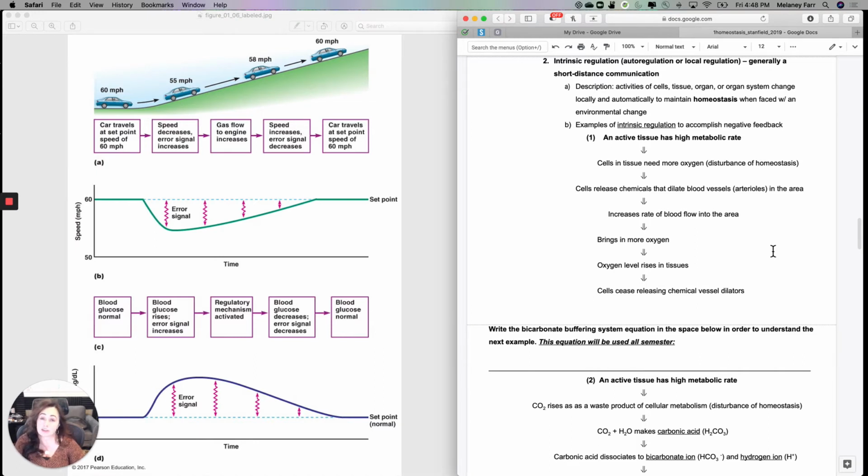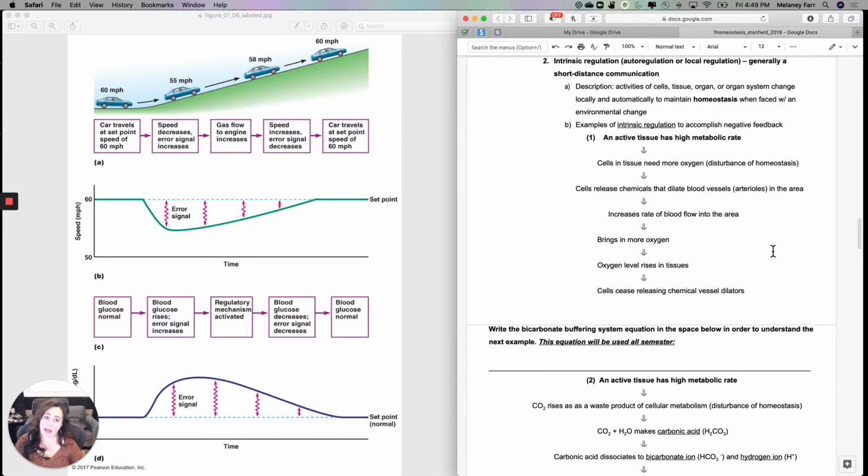Okay, intrinsic regulation to accomplish negative feedback. So you've got a tissue that's really, really active for whatever reason. Let's say maybe it's your liver that's really metabolically active, and the rest of you isn't doing anything. Maybe yesterday you took too much acetaminophen and your liver is busting its little liver buns off. Or maybe you did 6 shots of tequila. Either way, it's going to be really hard on your liver, and the rest of you might be laying on the couch not doing a whole lot. My point is that I'm not saying the whole body is going to have a high metabolic rate, just a local area. So an active tissue has a high metabolic rate.